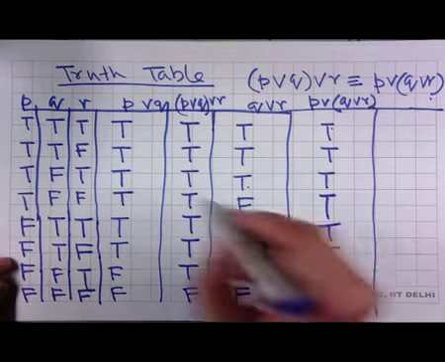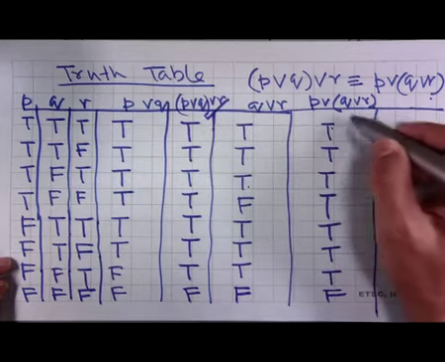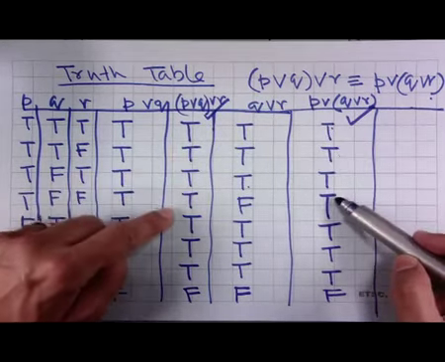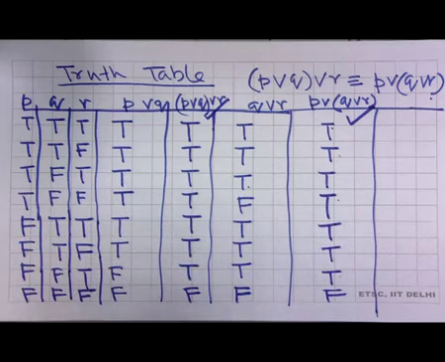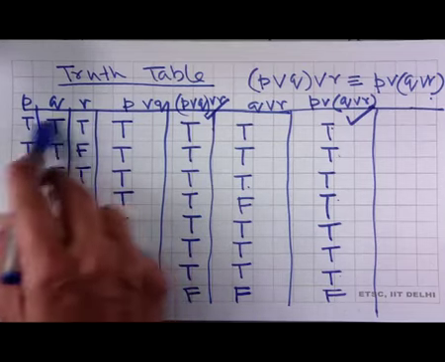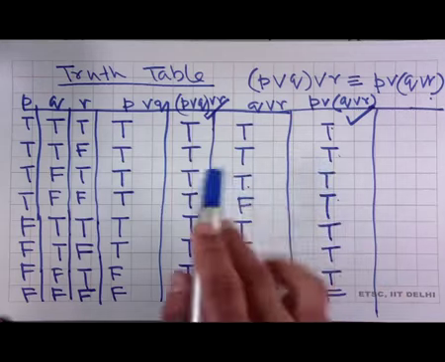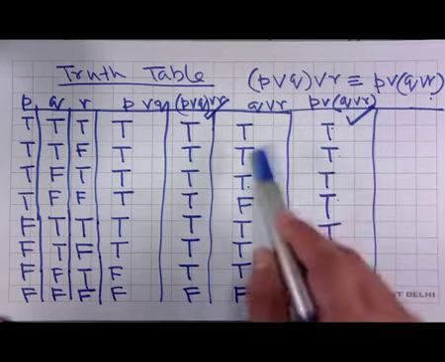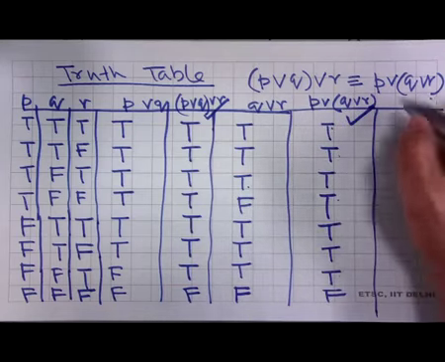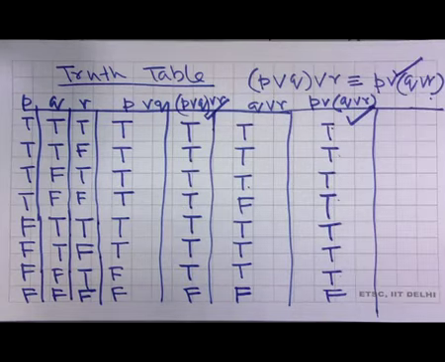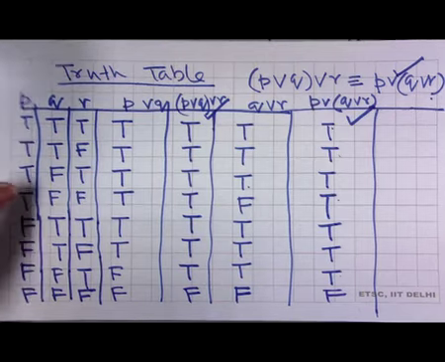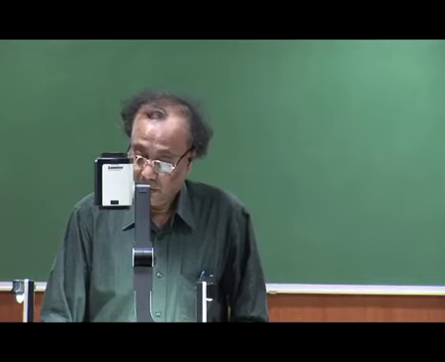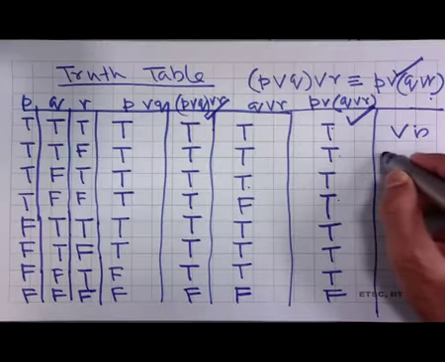Now, if we compare this column and this column, we find that they have the same truth values in all the rows. That is, for all possible combinations of P, Q and R, the truth values of (P or Q) or R and P or (Q or R) are the same, or in other words, they have the same truth values. Therefore, in effect, we say that OR is associative.